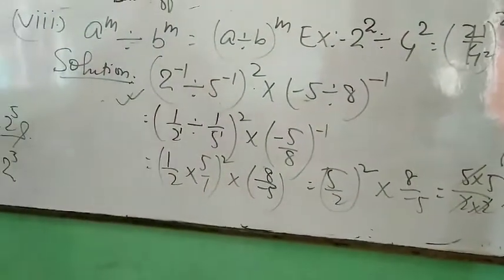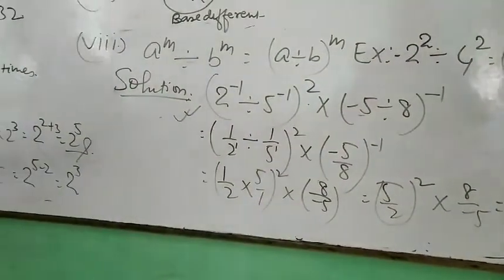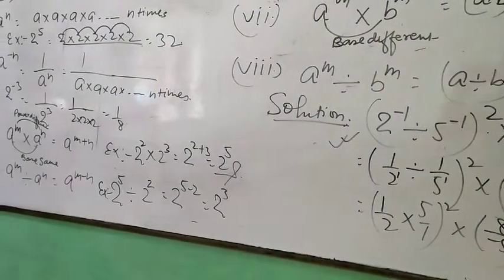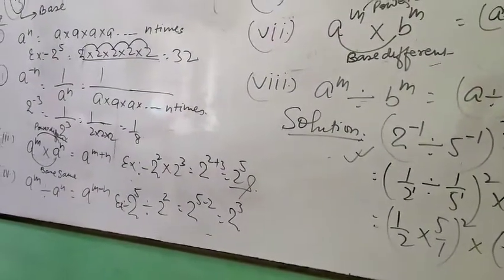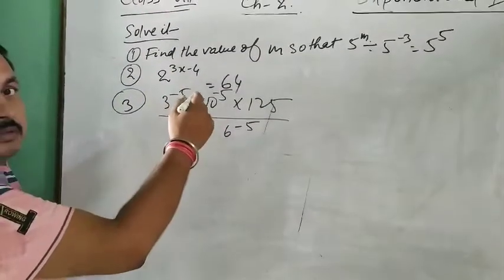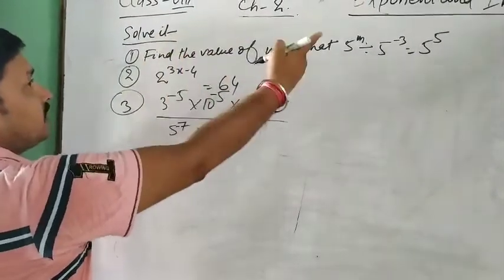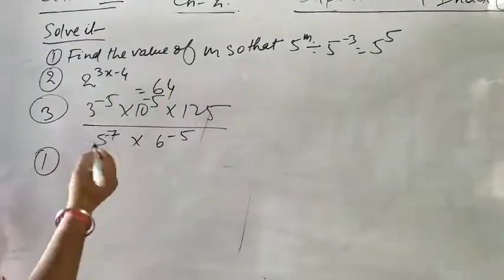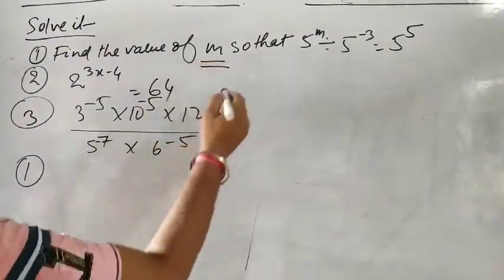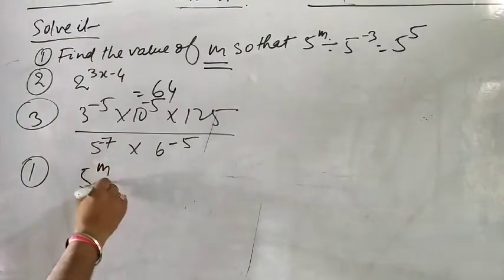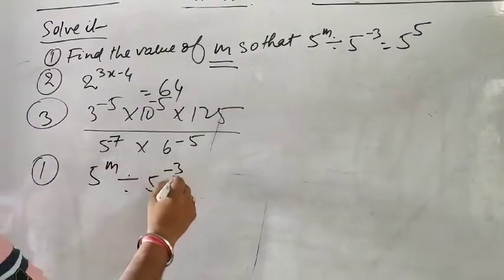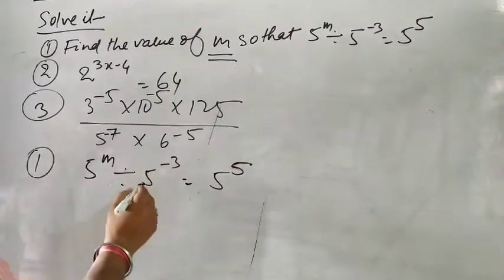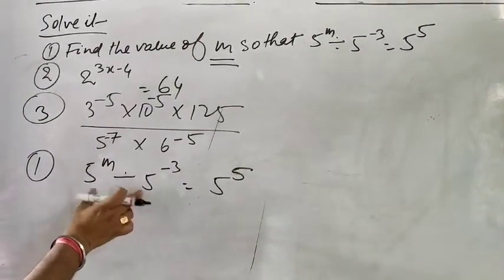Another example, another question, I will also solve it. Some problems on the exponent and index. Your first question is find the value of m. That means 5 to the power m divided by 5 to the power minus 3 equal to 5 to the power 5. This is in the division form.